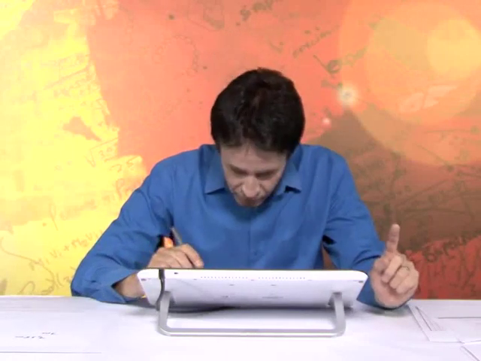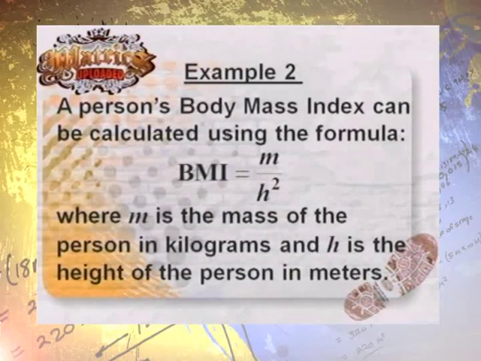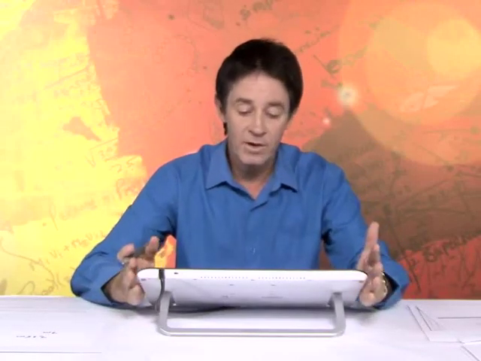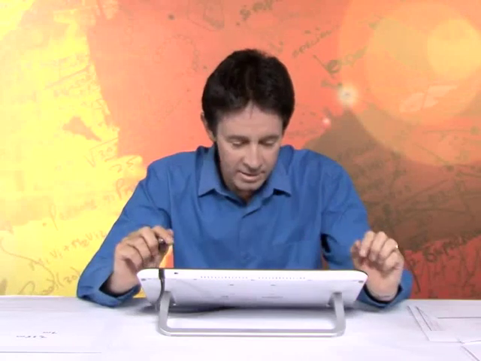Now, very important, let's have a look at another one. A person's body mass index can be calculated using the formula BMI, body mass index, is mass divided by height squared, where M is the mass of the person in kilograms and H is the height of the person in meters. You'll find in South Africa sometimes, and even in countries like America, that the body mass index is not too great because people are often eating the wrong foods, and their body mass index goes out of proportion. You want to aim for a normal one by eating well and eating healthily.